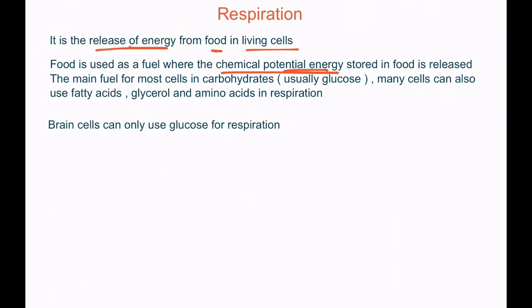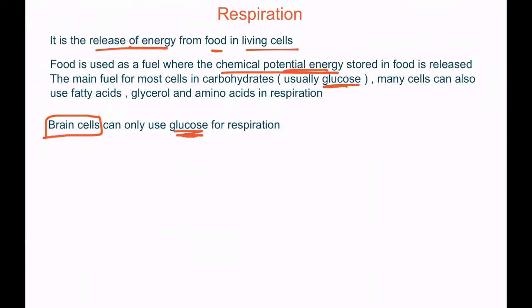And the main fuel for most cells is carbohydrates, and it's usually glucose. Some cells can also break down fatty acids, glycerol, and amino acids to gain energy. And fun fact is, brain cells can only use glucose for respiration. So they can't use fatty acids or amino acids, okay?